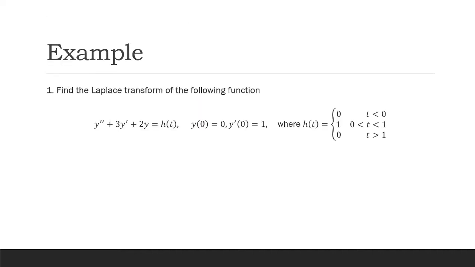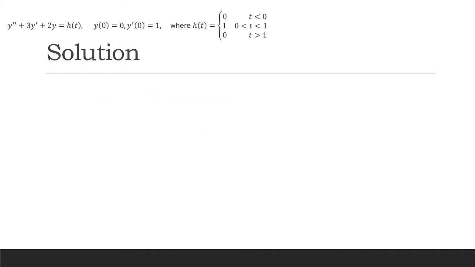So, ito tayo. We have number 1, find the solution of the following initial value problem. We have y double prime plus 3y prime plus 2y is equal to h of t, and y of 0 is equal to 0, y prime of 0 is equal to 1. And yung h of t natin is 0 when t is less than 0, 1 when t is greater than 0 but less than 1, and 0 when t is greater than 1. So yan, let's solve.